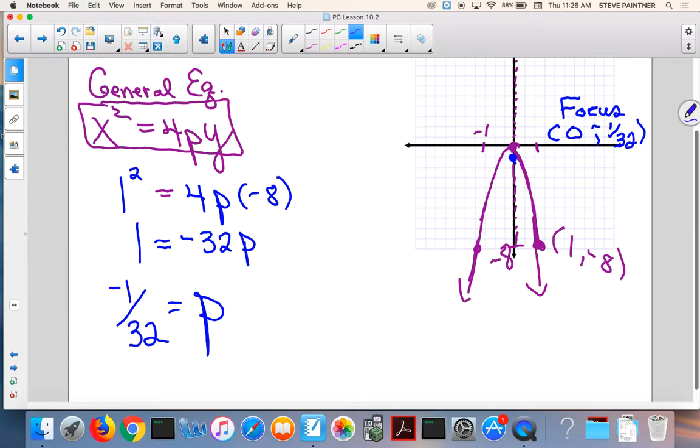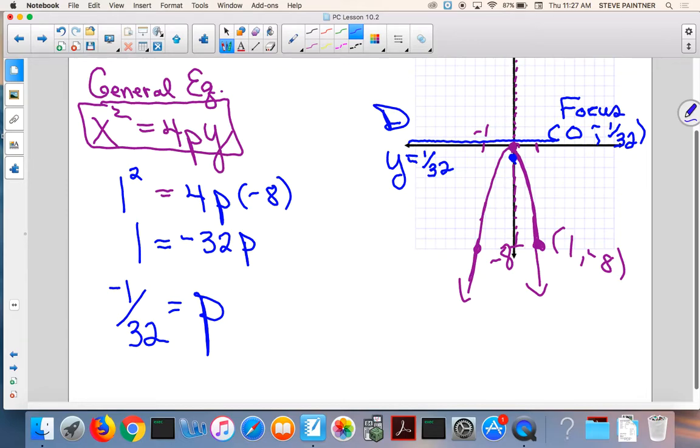Anybody know the directrix? It'd be about right here. The directrix would be what? It's a horizontal line. Say that again, Maisie. It's not a point, it's a line. And because it's horizontal, it's y equals, how high up is it? 1/32. This distance down 1/32 is the same as this distance up 1/32. So this would be the directrix. Not that you had to write that down, but just so you know that.